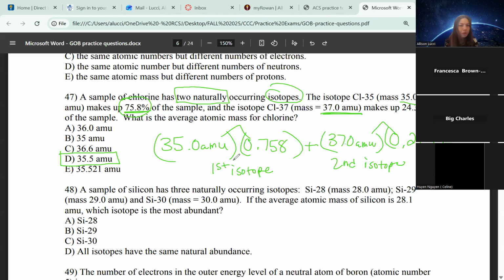Your periodic table might have more digits than that, like mine has 35.453. So just to be safe, you could do the calculation and make sure, or you can check on your periodic table and see if you can determine which is the closest, the correct answer. But if you did the math, you would get the right answer no matter what.